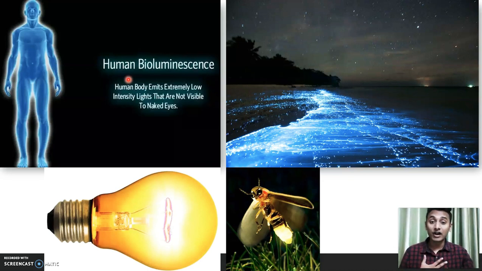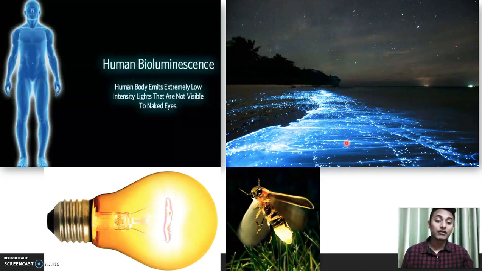We humans were found to actually glow. Yes, to actually emit a blue colored radiation light, but it was of extremely low intensity, because of which we are not able to see it. It is not visible to the naked eyes. Yes, me and you, both of us are glowing right now, and that phenomena is called bioluminescence.